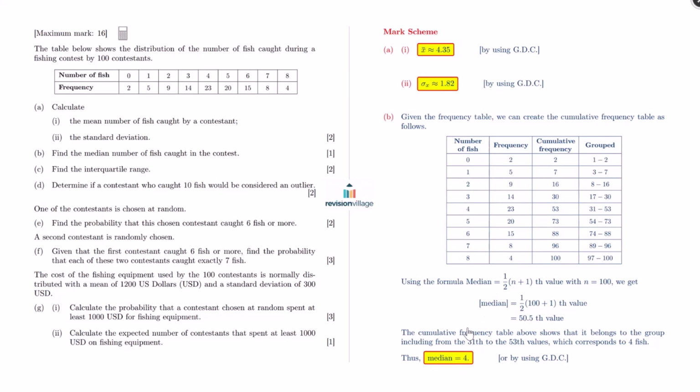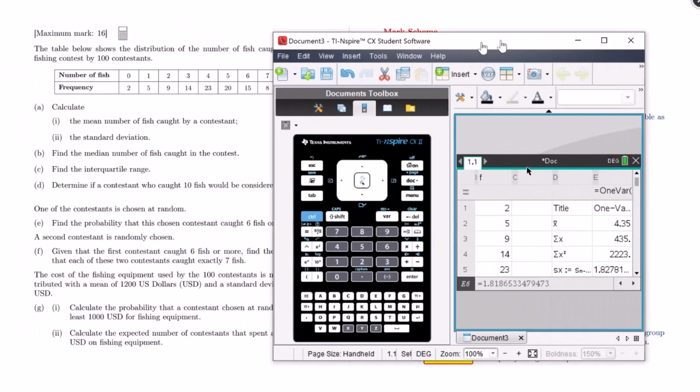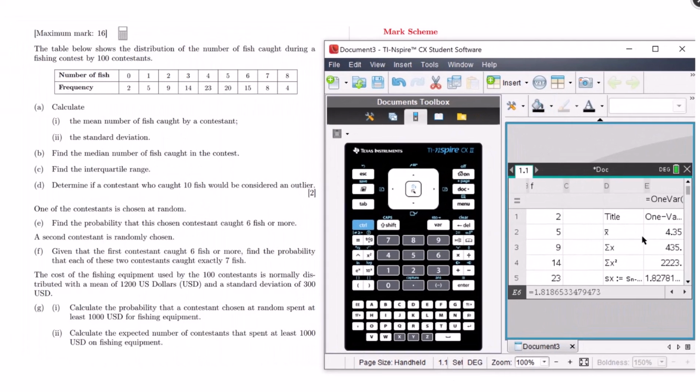So I'll firstly show that, and then I'll talk about the by hand method, because I think it's also good to know how to do this by hand as well, and it teaches you some skills in terms of cumulative frequency and grouping, etc. But let's bring the calculator up. This was the screen that I had at the end of part A. So if you're not sure how I got this screen, I recommend going back and watching part A.